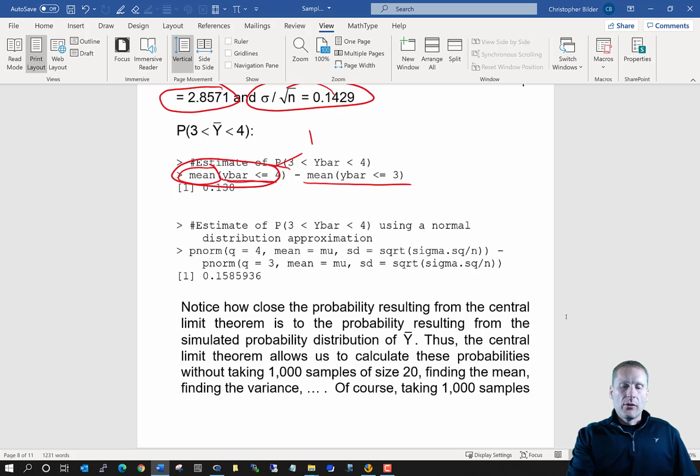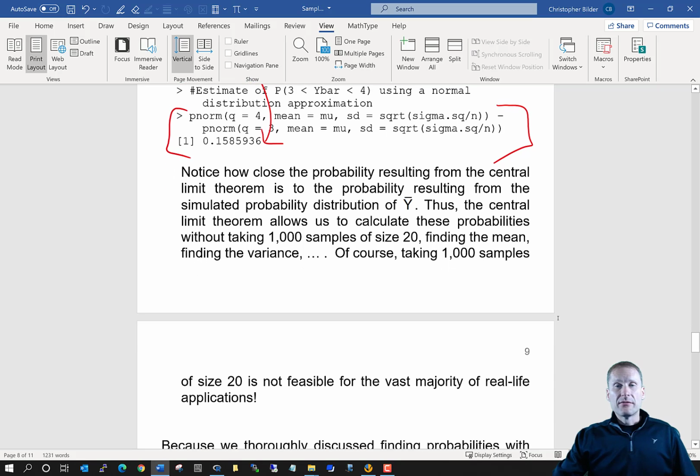But compare that to if instead I use now the probability distribution for y bar, this normal distribution. So I use methods similar to what we've done before. What do I get? 0.158. And we can see we have a general agreement between these two values there. And that's because of the central limit theorem. Now, of course, in actual reality, you're not going to be able to take 1,000 samples of size 20. And so that's why the central limit theorem is so important here. I can take one sample and use then this corresponding result of the normal distribution.